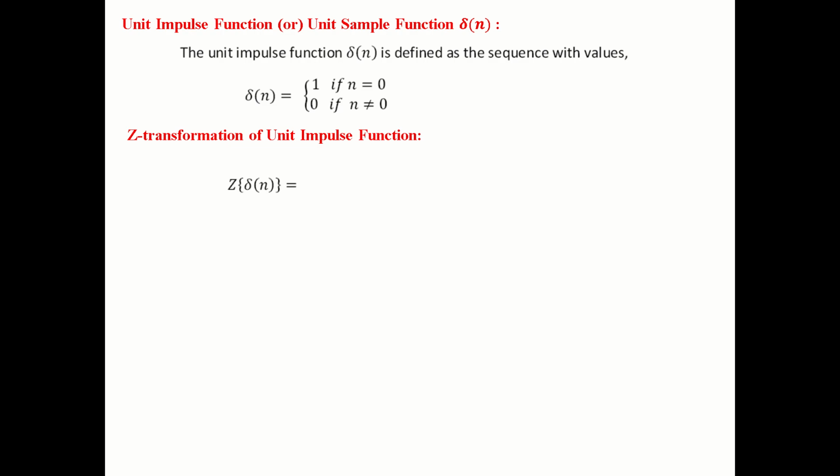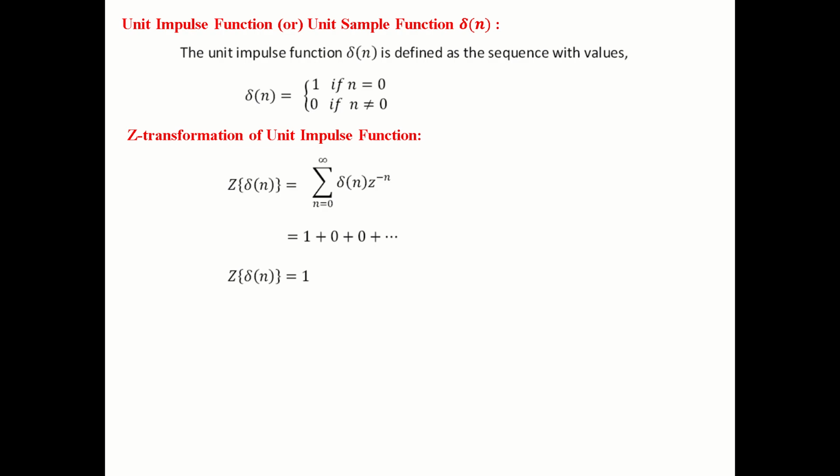Now Z of delta n, Z of the unit impulse function, is equal to the summation from n equal to 0 to infinity of delta n z power minus n, from the definition of the z transformation. So when n equal to 0, you will get 1. Then the remaining are all 0, because for n not equal to 0, delta n equals 0. So that is equal to 1 plus 0 plus 0, etc.